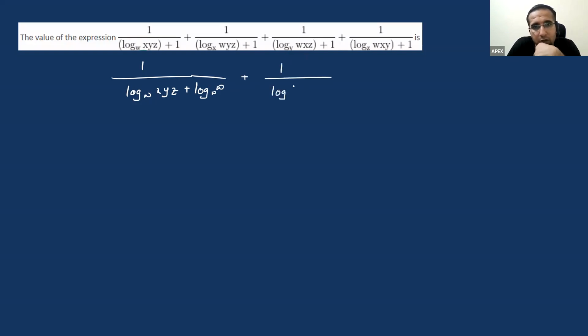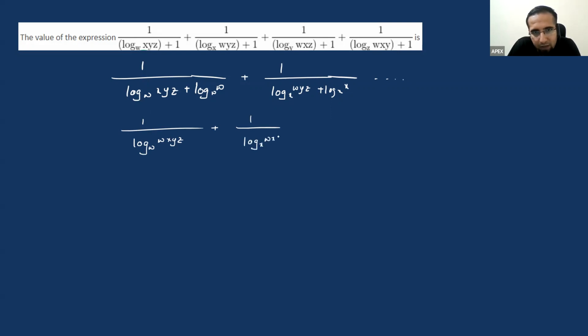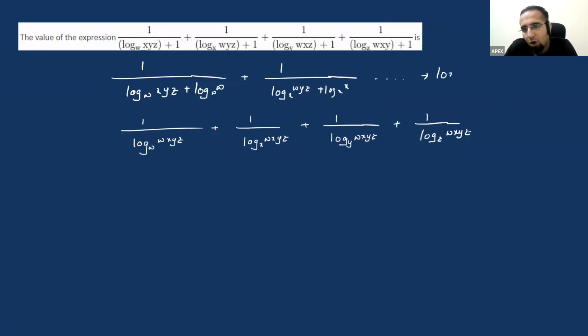This can be written as log w y z base x plus log x base x is equal to 1, and so on. So if you simplify, this becomes log base w, and this becomes w x y z, plus this also becomes log base x, and this is w x y z, plus this becomes log base y, this becomes w x y z, and this becomes log base z, this becomes w x y z. So first funda that we applied is log a base a is equal to 1.